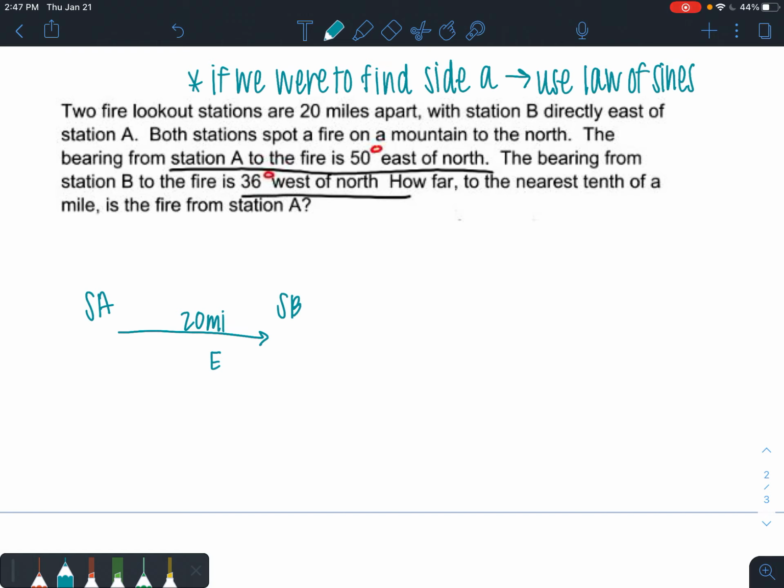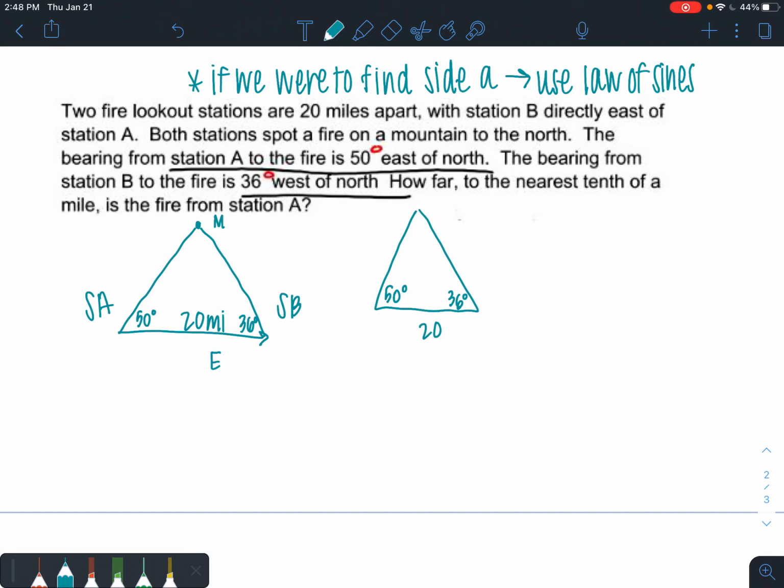Then they both spot a fire on the mountain to the north. So here is a mountain. From station A to the fire is 50 degrees east of north, and from station B it is 36 degrees west of north. So there's my triangle. I'm going to clean it up a little bit. This is 50 degrees, this is 36 degrees, and this is 20.